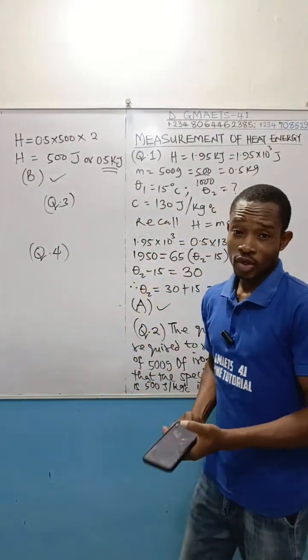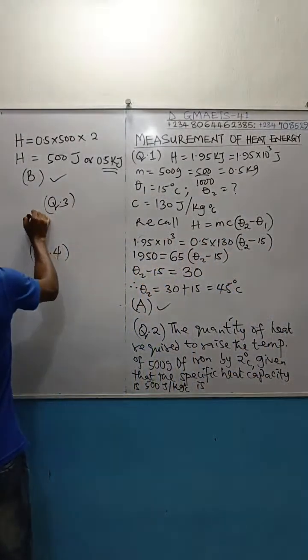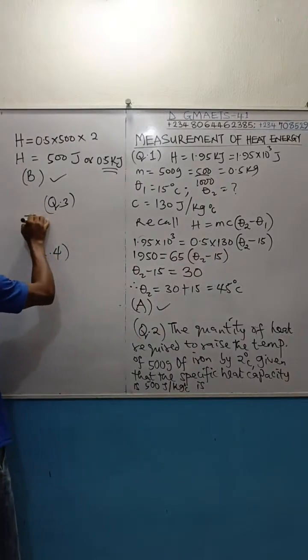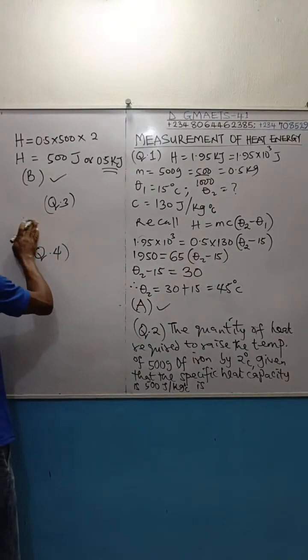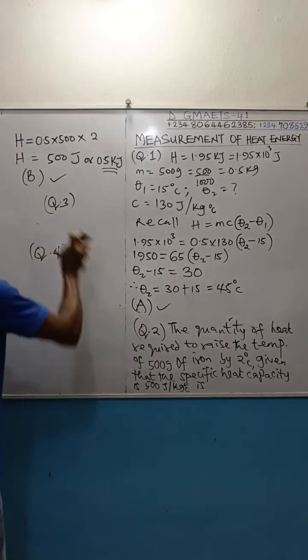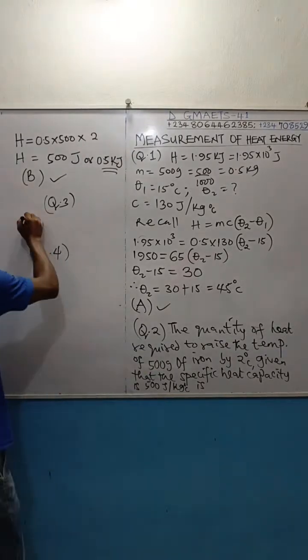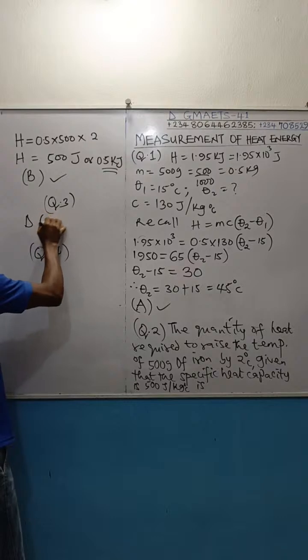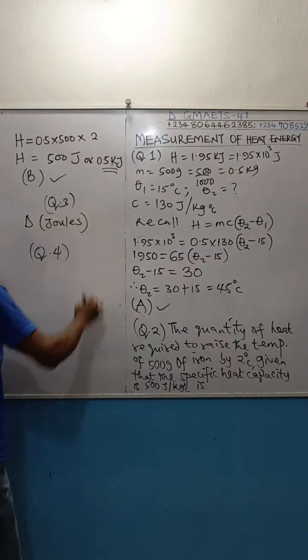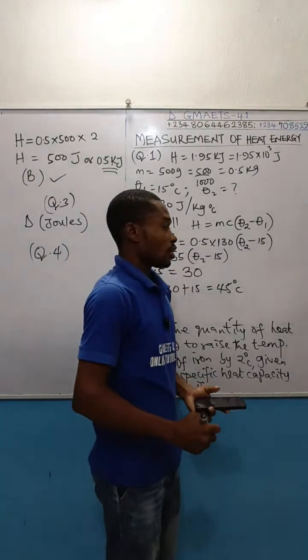Although the question is 1 plus 1 anyway, the unit of heat energy is measured in joules. The correct option is D. Option D, which is joules. All right, we are moving on, please.